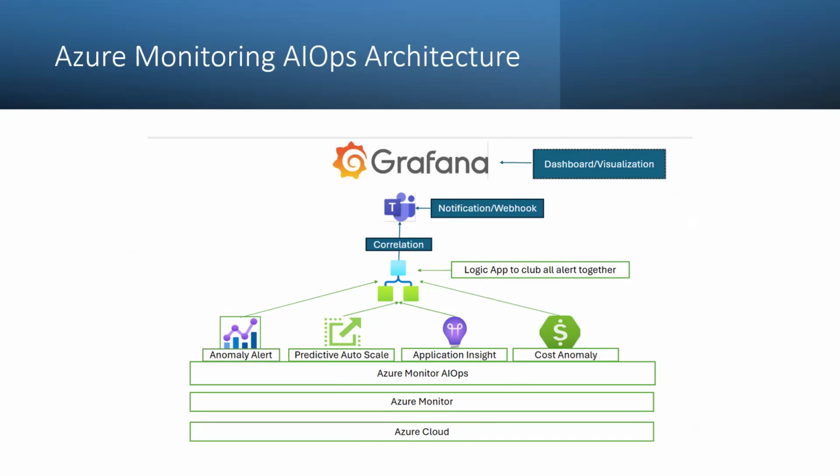After notifying on Teams, I have Grafana installed, using Azure-hosted Grafana, for dashboards and visualization of all your key metrics. So this is all about the theoretical approach to Azure Monitor AIOps. In my upcoming videos, I'll explain how I configured all this monitoring step by step, starting with anomaly, predictive, application, and the cost anomaly, and how all these got combined in Logic App and send notifications to Teams.